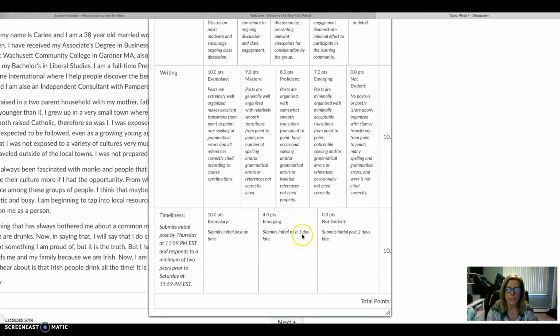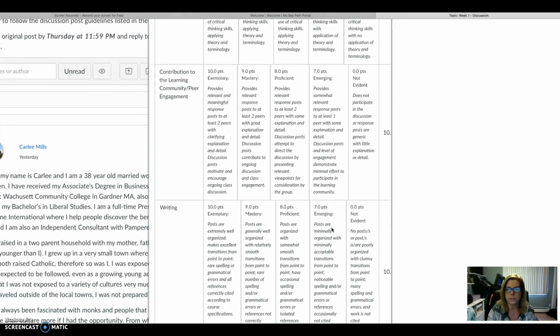Timeliness. If you're late, you're going to lose grades accordingly. And participation. You are required to at least respond to 2 classmates. If you do and they are significant responses, you'll get the 10 points. If it's just a 2-line response, you're not going to get the 10 points.